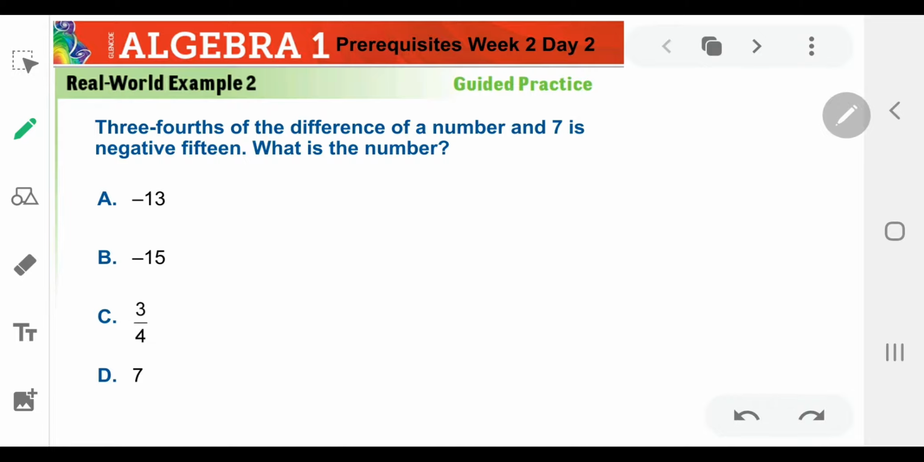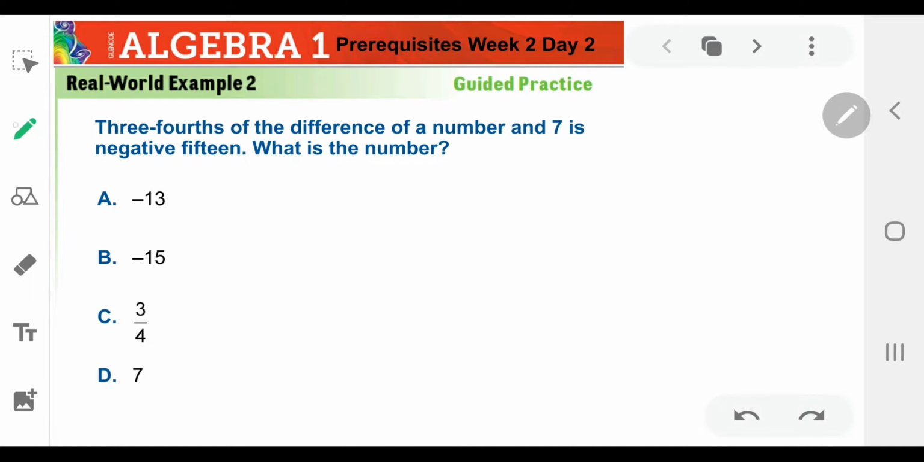We're still reviewing solving multi-step equations. Please pause the video, try to answer this one, and then check your answer. Again, as I said earlier, we're still reviewing the multi-step equation. As introduced earlier, we had an example of writing and solving an equation. As we said, it's similar to writing an algebraic expression.